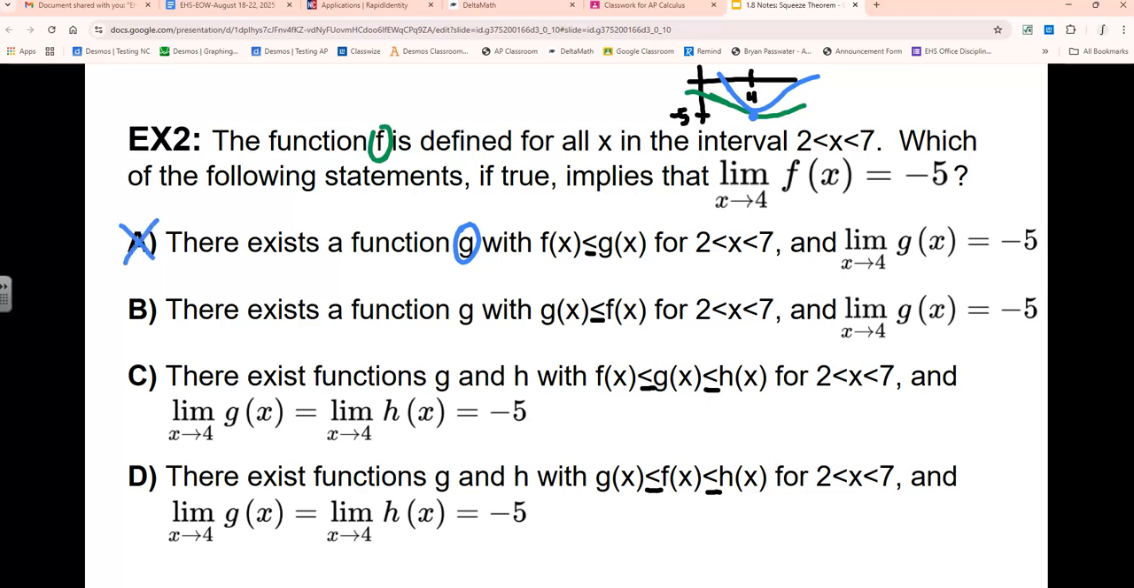What would you say about B? Also can't be the answer because it only talks about one other function, right? All they did there was switch it so g is going to be below f. Can't be it, right? Let's look at C.